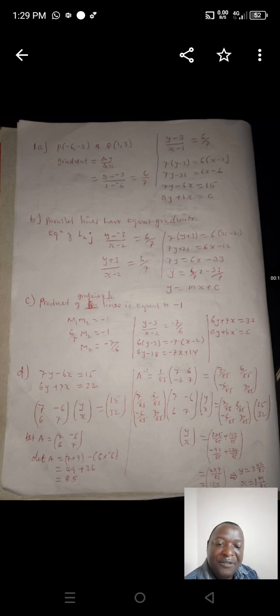So we shall have solved the two simultaneous equations by matrix method, which is a Form 3 subtopic in matrices. Thank you.